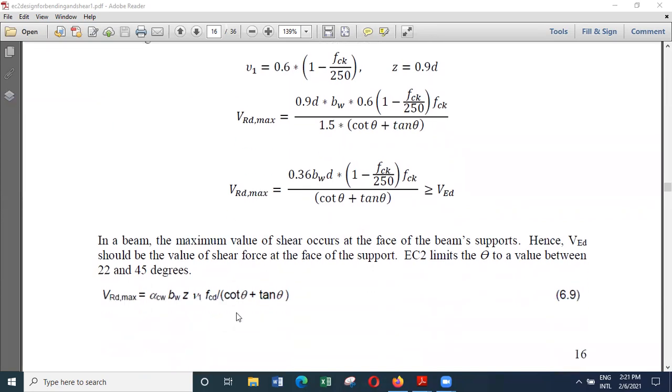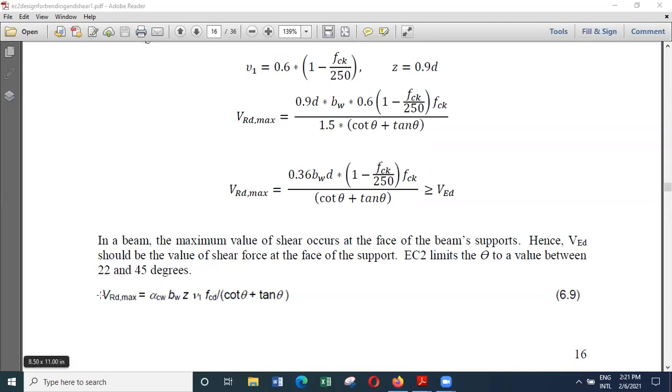And if you look at the equation given in the Eurocode, the equation given is alpha_cw b_w z nu_1 f_cd over (cot theta + tan theta). And you will find that f_cd is f_ck over 1.5. So it comes here. And nu_1 is 0.6 times this parameter. b_w is the width. And z is 0.9d. And alpha_cw is 1 for reinforced concrete sections.